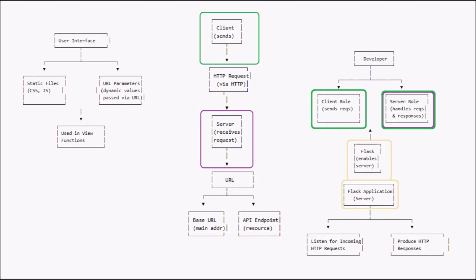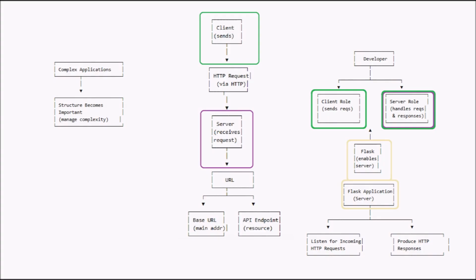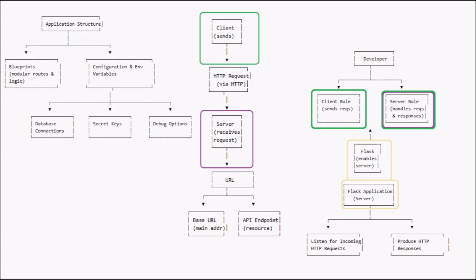Static files such as CSS and JavaScript support the user interface, while URL parameters allow dynamic values to be passed directly through the URL and used within view functions. As applications grow more complex, structure becomes important. Blueprints help organize routes and logic into modular sections, while configuration settings and environment variables control behaviors such as database connections, secret keys, and debug options.